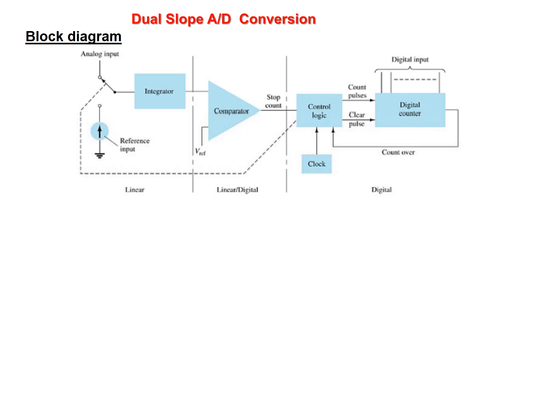Now we'll come to the operation of the circuit. As you can see in the block diagram, it consists of an integrator, a comparator, a control logic, which is shown here and is basically an AND gate, and a digital counter or binary counter. These are the essential blocks inside a dual slope converter.